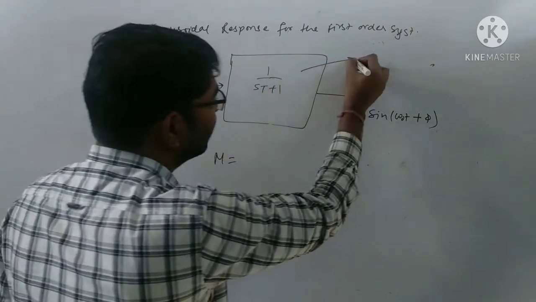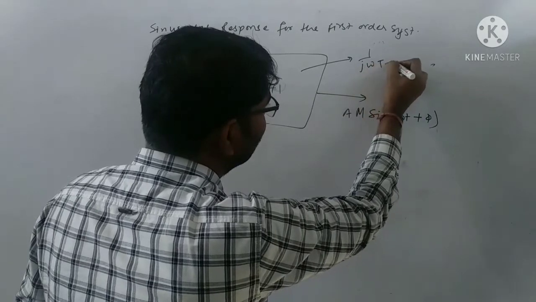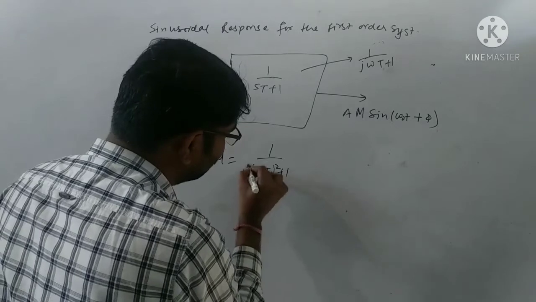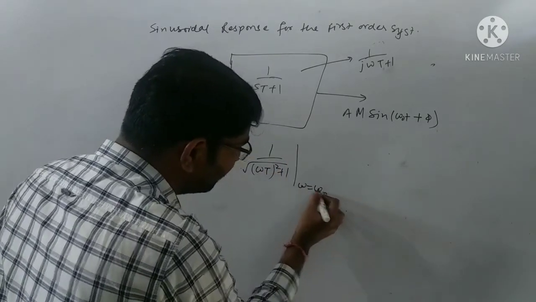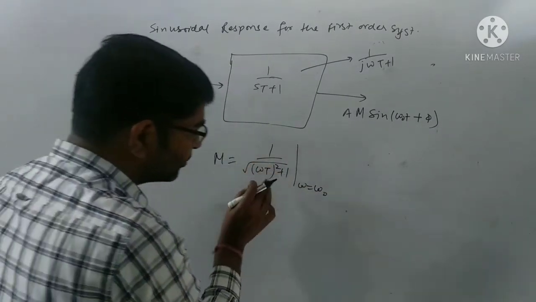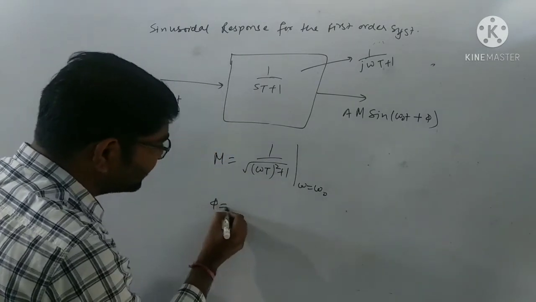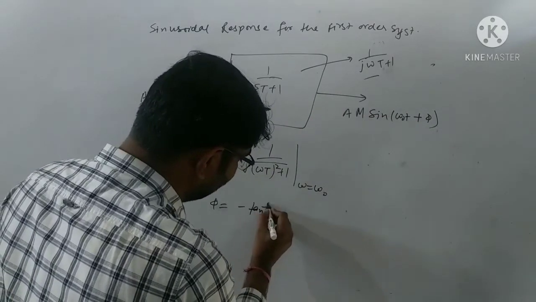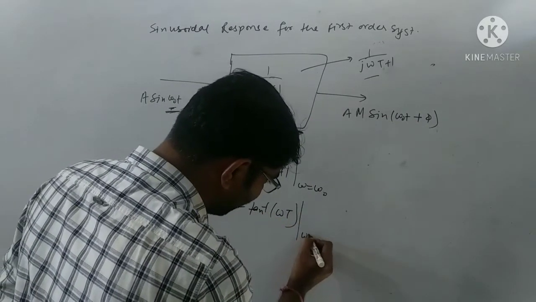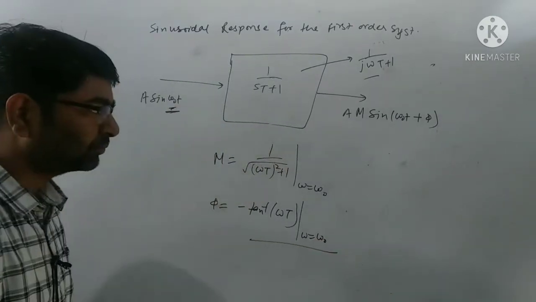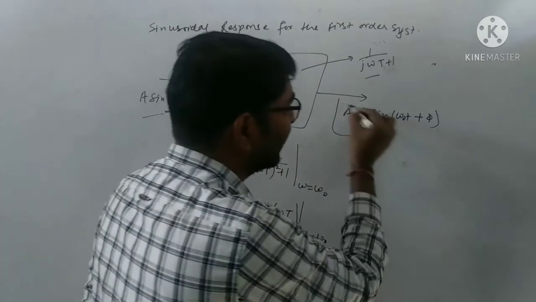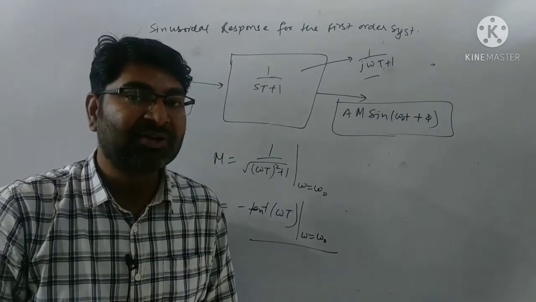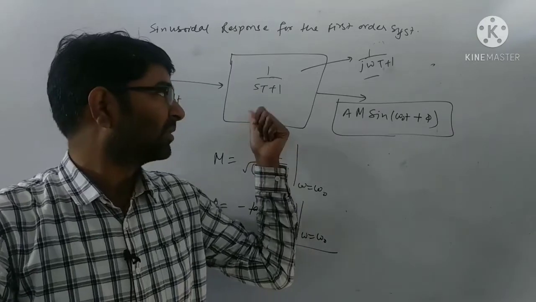The magnitude, this can be written as 1 over j omega T plus 1. Magnitude of this value is 1 over square root of (omega T) squared plus 1 at the input frequency. Input frequency is omega naught, right? So this is my M, and the phase of this system is minus tan inverse of omega T at omega equals to omega naught. So this is how we can calculate the sinusoidal response for the first order system.